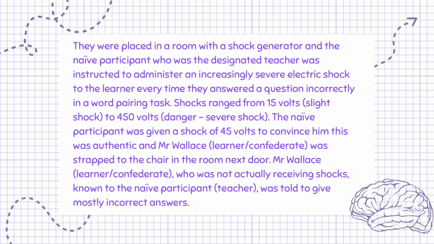They were placed in a room with a shock generator, and the naive participant, who was the designated teacher, was instructed to administer an increasingly severe electric shock to the learner every time they answered a question incorrectly in a word pairing task. Shocks ranged from 15 volts, slight shock, to 450 volts, danger, severe shock. The naive participant was given a shock of 45 volts to convince him this was authentic, and Mr. Wallace, the learner confederate, was strapped to the chair in the room next door. Mr. Wallace, who was not actually receiving shocks, was told to give mostly incorrect answers.